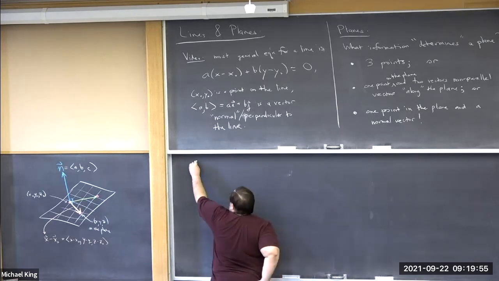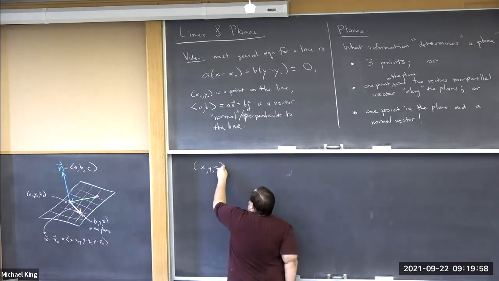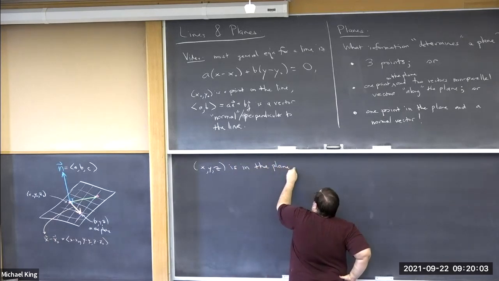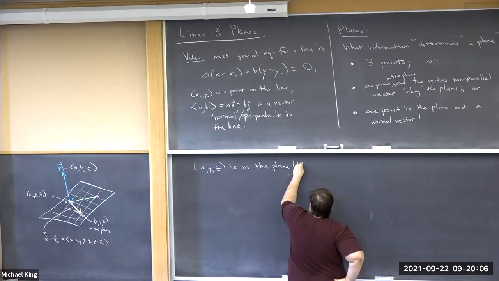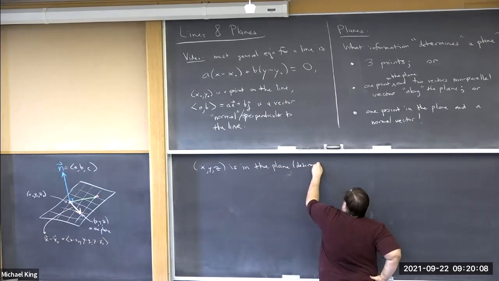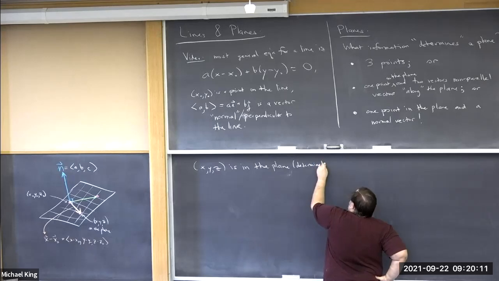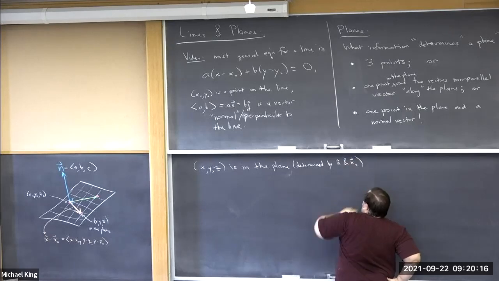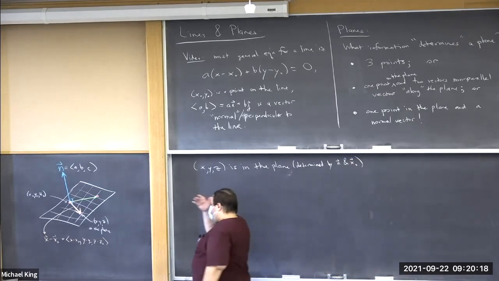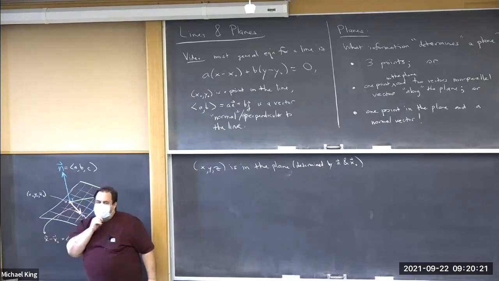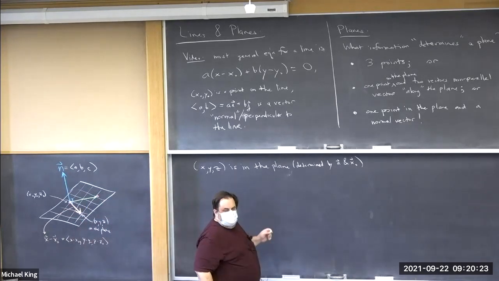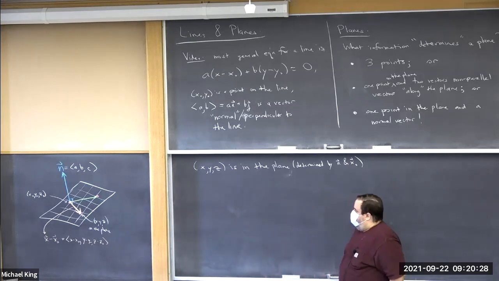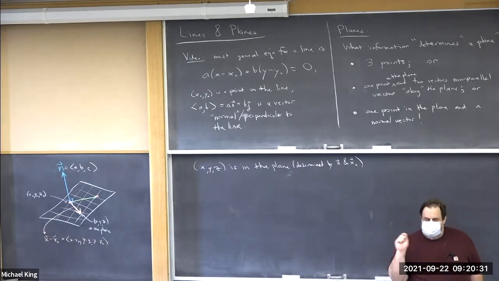Right, so let me write that down. X, y, z is in the plane, I guess, determined by... I could also say this plane is determined by n and x naught, right? In the sense that x naught represents this point. I mean, it's a vector, but it represents this point, and n represents that vector. That's a concrete point, but it's a variable point, so it can move around.